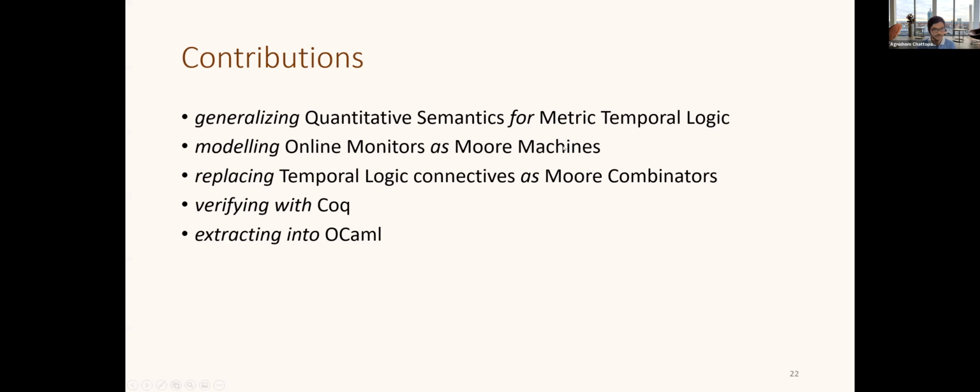Oh, we have a question in the chat. If the constraints for some variable are very complex, will this lead to a very long and complex Moore machine? Will this affect the throughput?